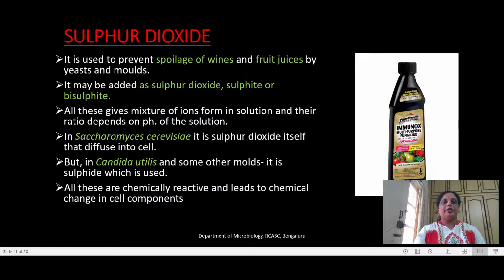Likewise, we have sulfur dioxide. It is used to prevent the spoilage of wines and fruit juices by yeast and molds.